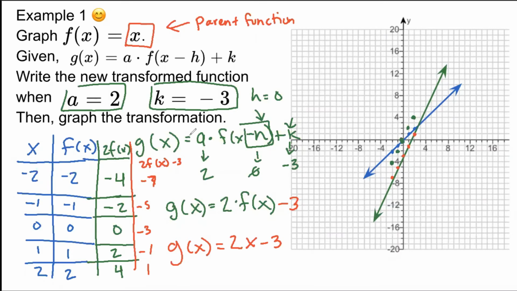So we focus on the multiplier first. Then we focus on shifting our function depending on what the next parameters are. If k is present, then we shift up and down. If h is present, we shift left or right. So this is our last function. Any questions on this one?